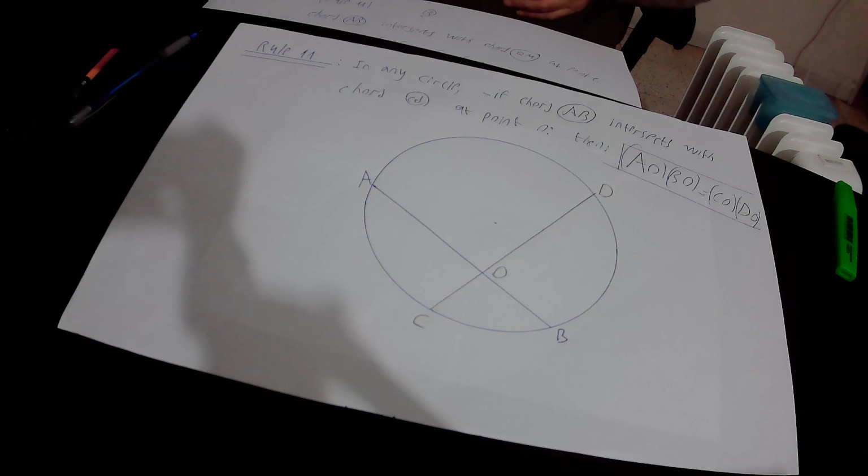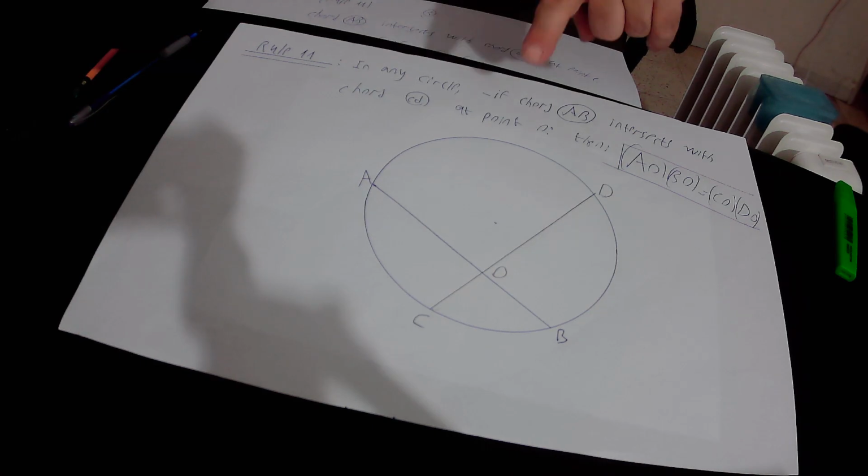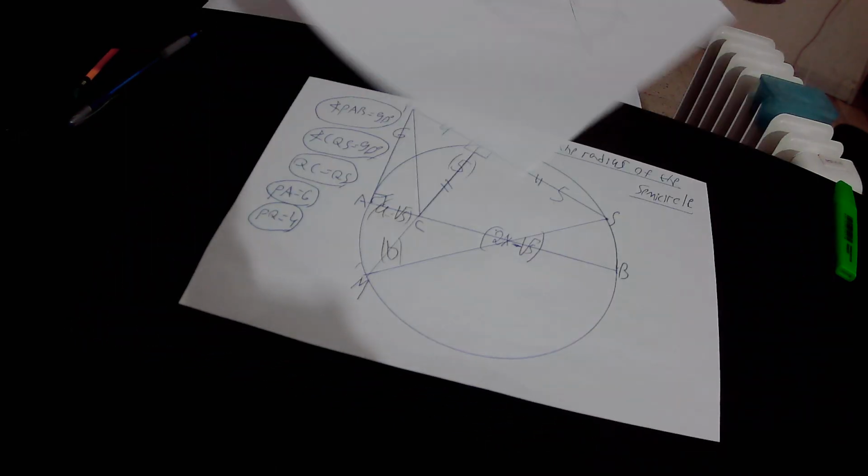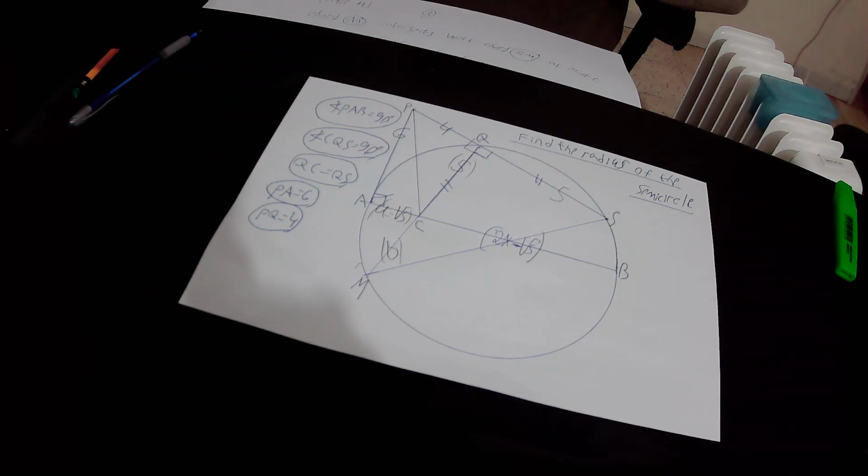According to rule number 11, in any circle, if chord AB intersects with chord CD at point O, then the following equation is true: AO times BO equals CO times DO. So if we have two chords that intersect with each other, then AO times OB equals CO times OD. So we can actually implement rule number 11 in our drawing.